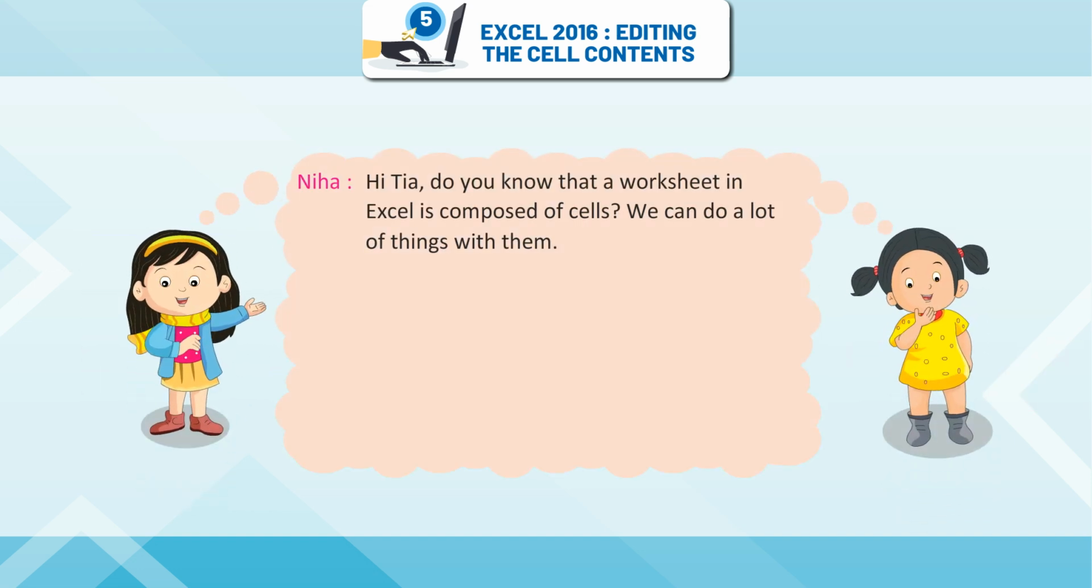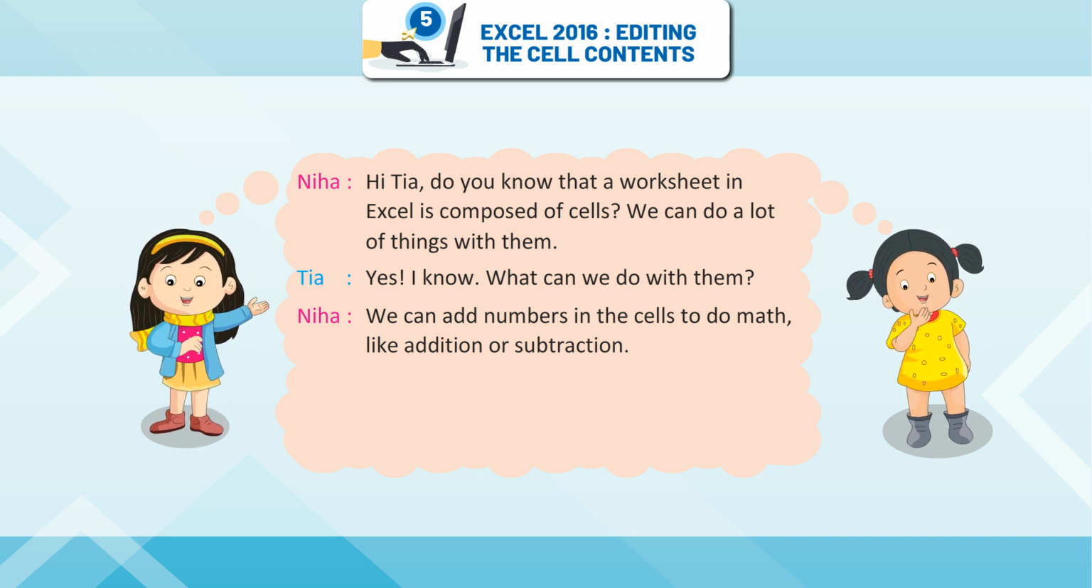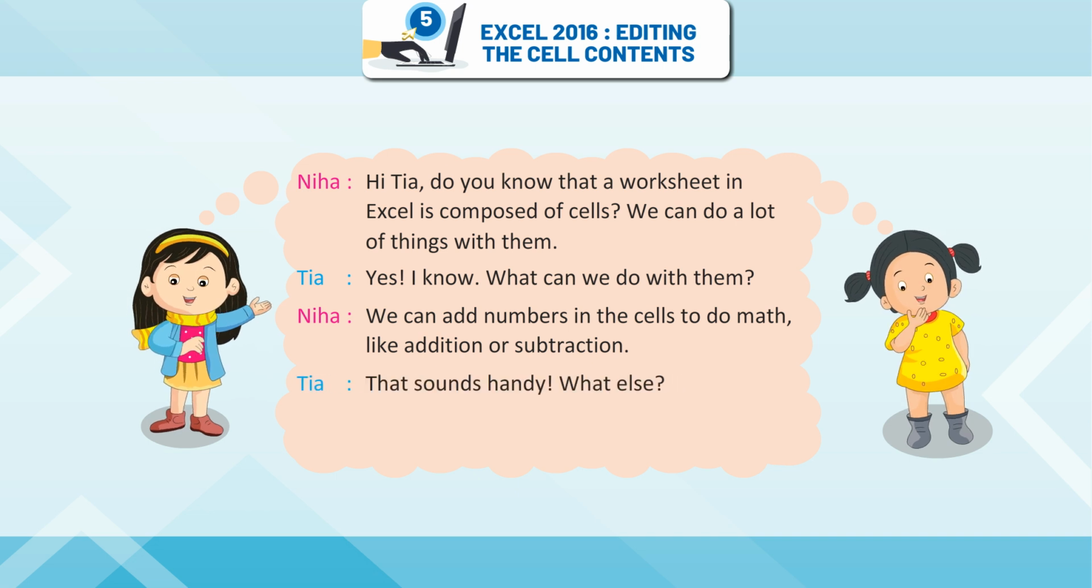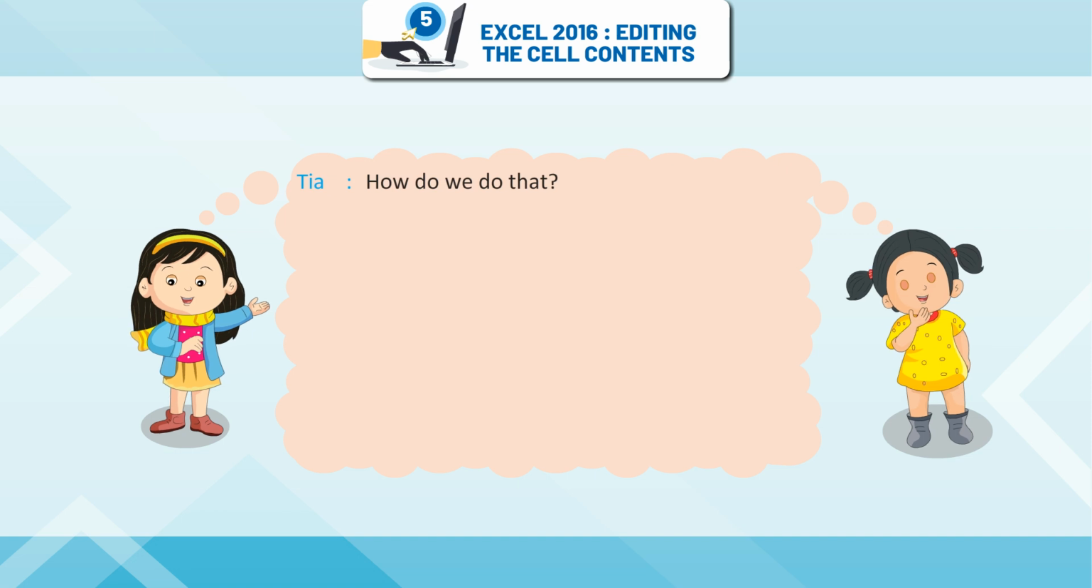Neha: Hi Tia, do you know that a worksheet in Excel is composed of cells? We can do a lot of things with them. Tia: Yes, I know. What can we do with them? Neha: We can add numbers in the cells to do math like addition or subtraction. Tia: That sounds handy. What else? Neha: You can also make words bold, italic, or change the color. Tia: How do we do that?